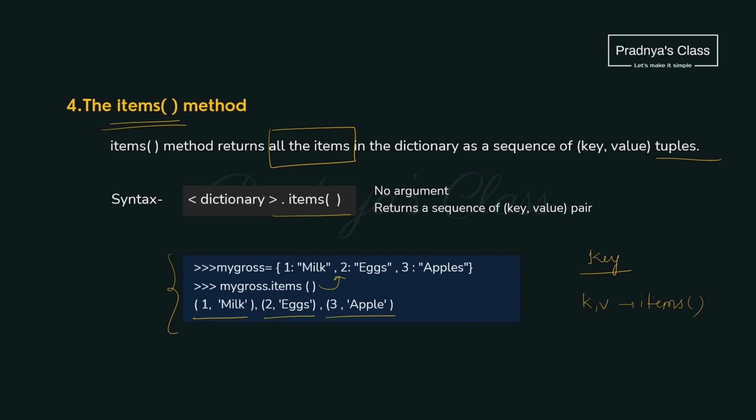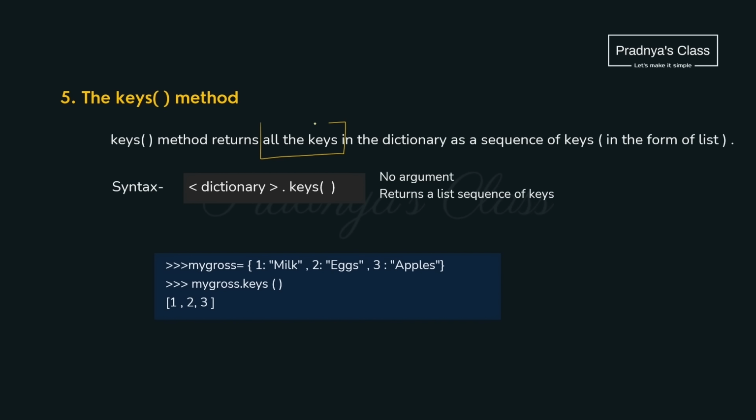To get all the keys of the dictionary, we have the keys method. It also doesn't take any parameter. Look at the example.